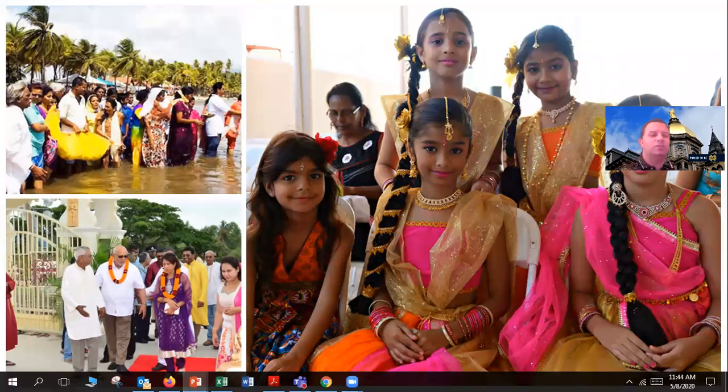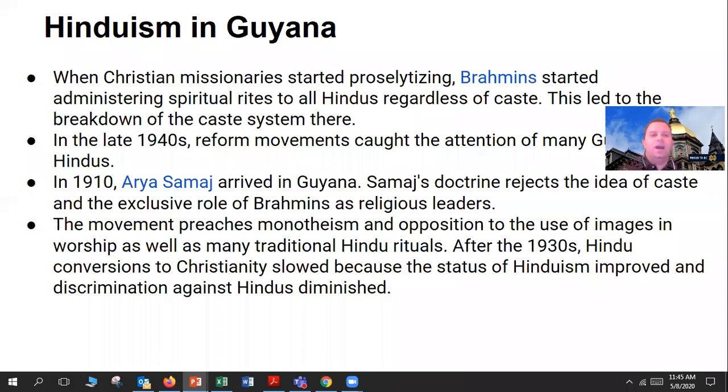And so these are pictures out of Guyana today, and you can see they continue to have a very large and very thriving Hindu population. Okay, and so these are all native-born South Americans who are practicing Hindus. Okay, even to this day.